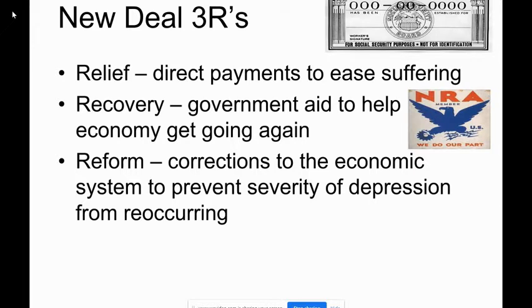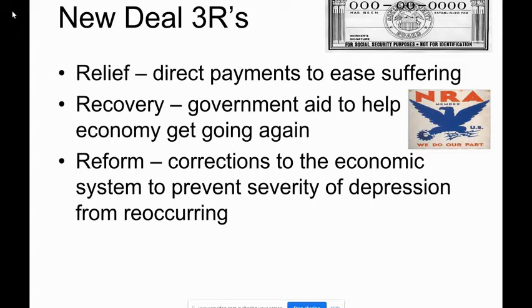Next is recovery. Government aid to help the economy get going again. A lot of times these were public works jobs, building roads, infrastructure for canals, schools, that kind of stuff. So this would help people to get going again, to give them jobs so they could help themselves.